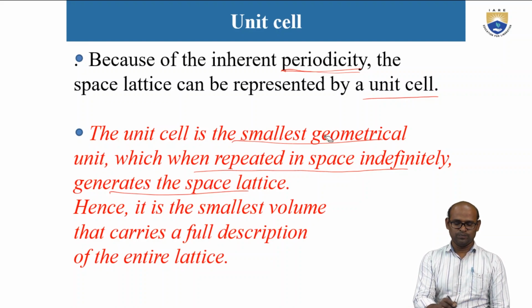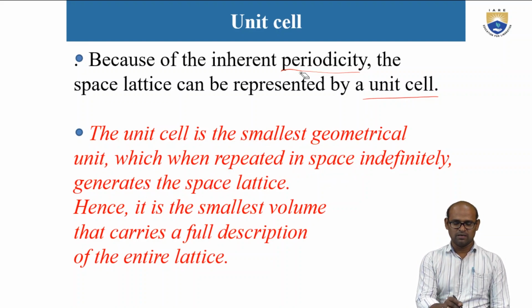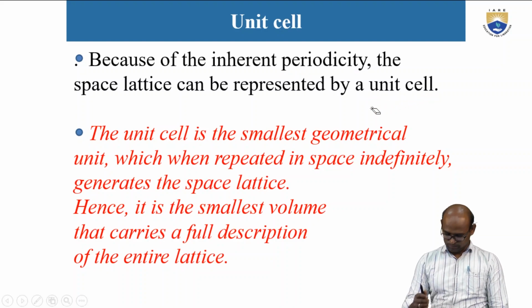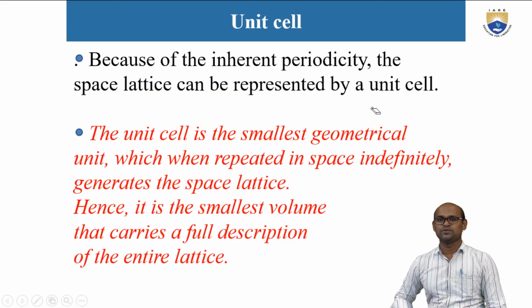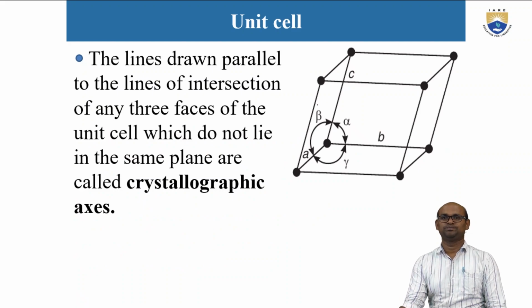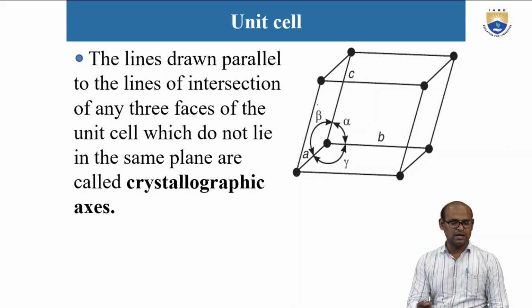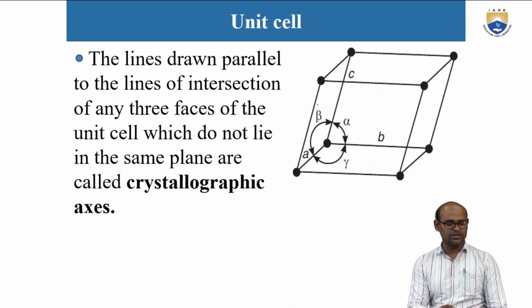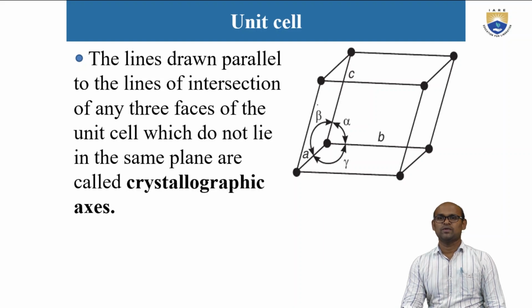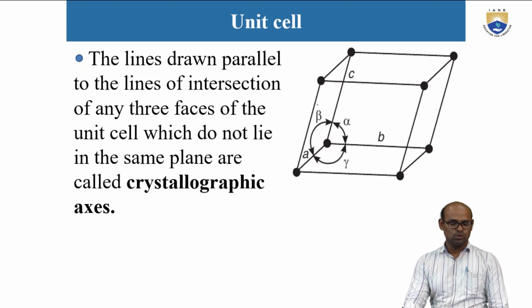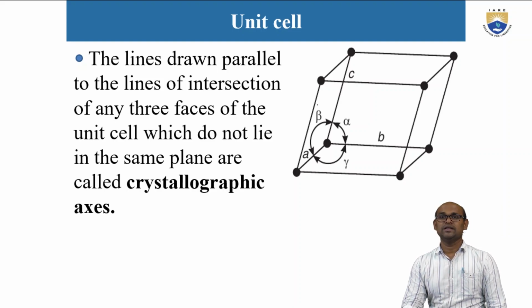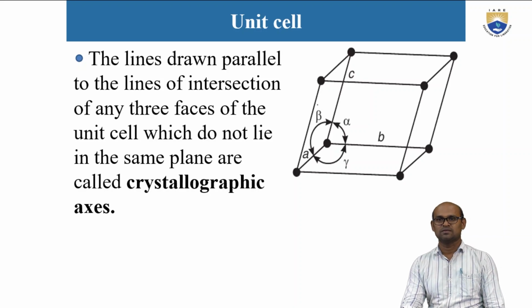And if you can define this unit cell for a given crystal structure or lattice, you are going to get the complete description of the entire lattice. So that is the unit cell. For a unit cell, the lines drawn parallel to the lines of intersection of any three faces of the unit cell which do not lie in the same plane are called crystallographic axes. So you draw lines parallel to the lines of intersection of any three faces of the unit cell.